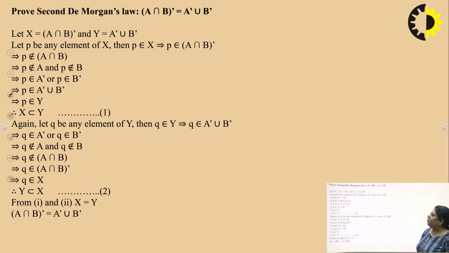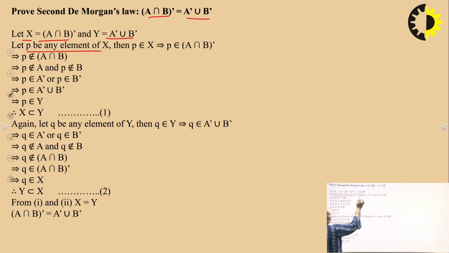Prove the second De Morgan's law, which is (A intersection B)'s complement is equal to A's complement union B's complement. How can we do it? Again, the same method we are applying here also. Let x be equal to (A intersection B)'s complement and y be equal to A's complement union B's complement. Let P be any element of x, then P belongs to x, and x is having the value (A intersection B)'s complement.